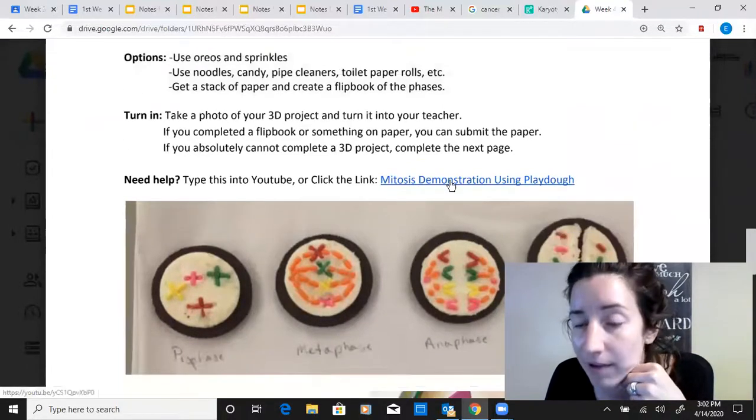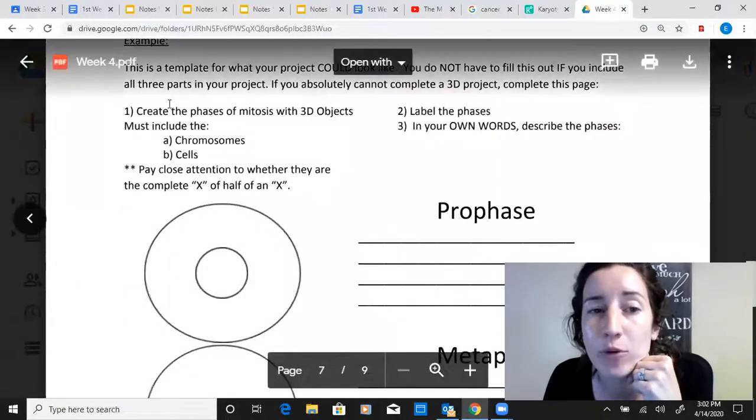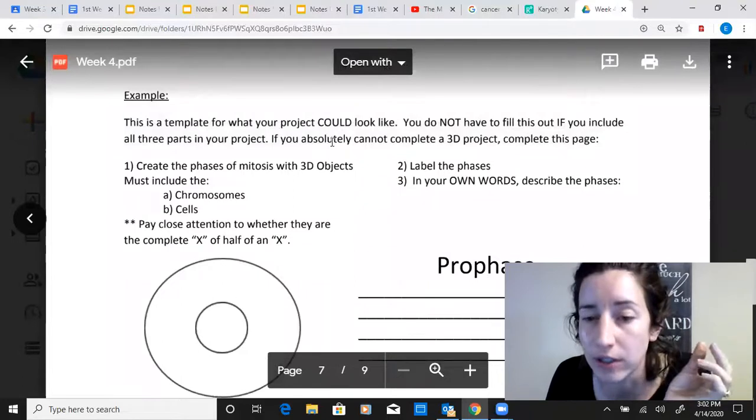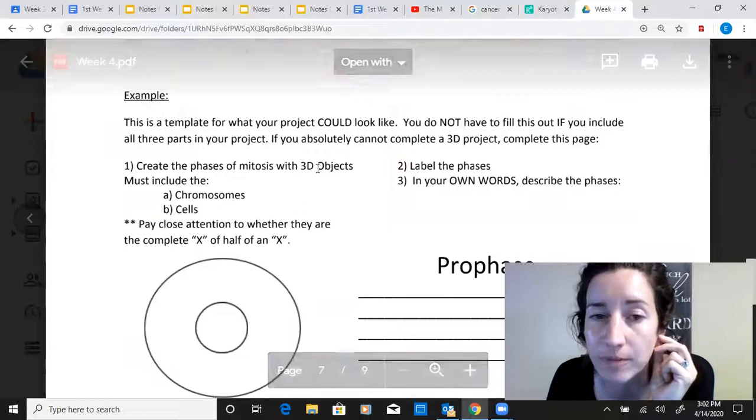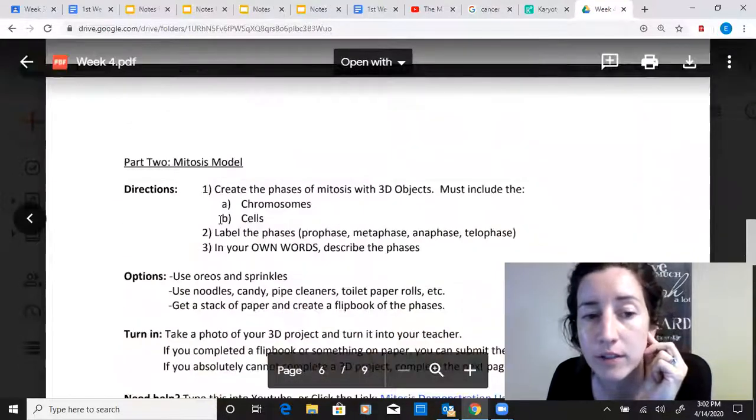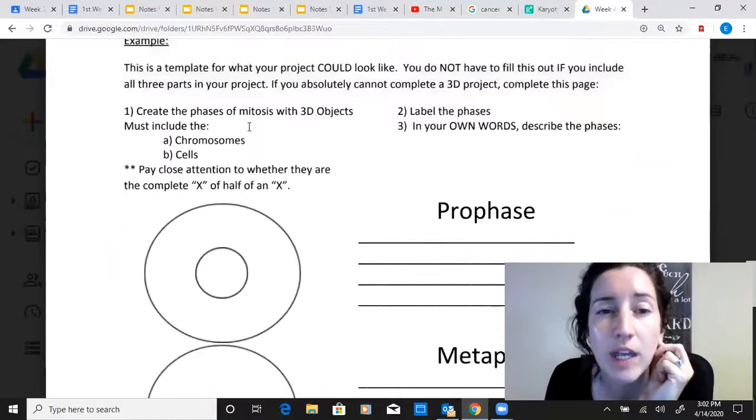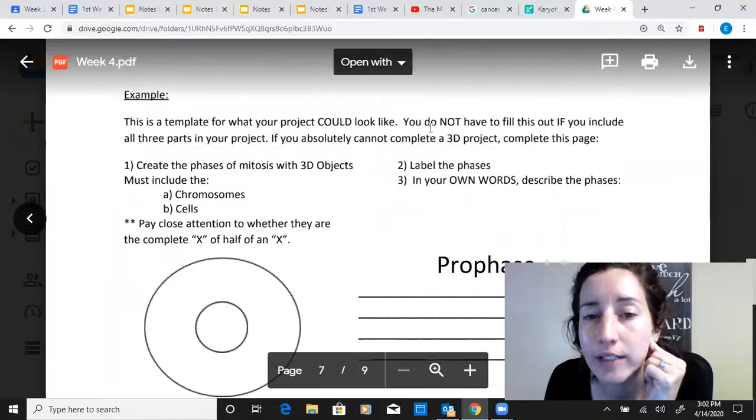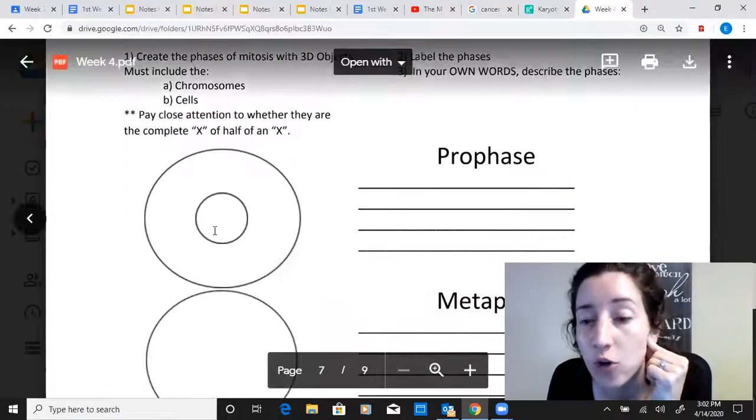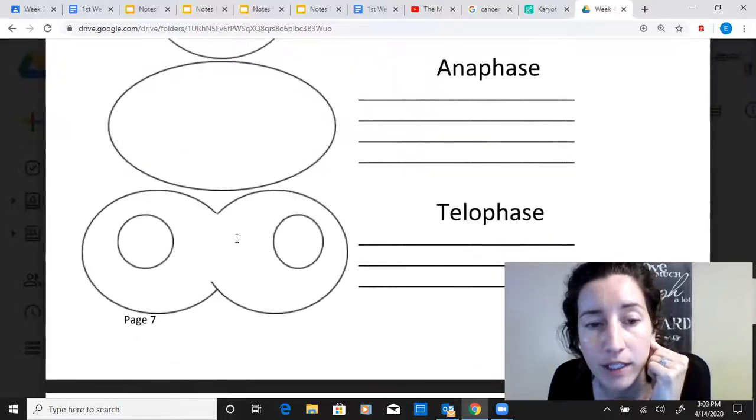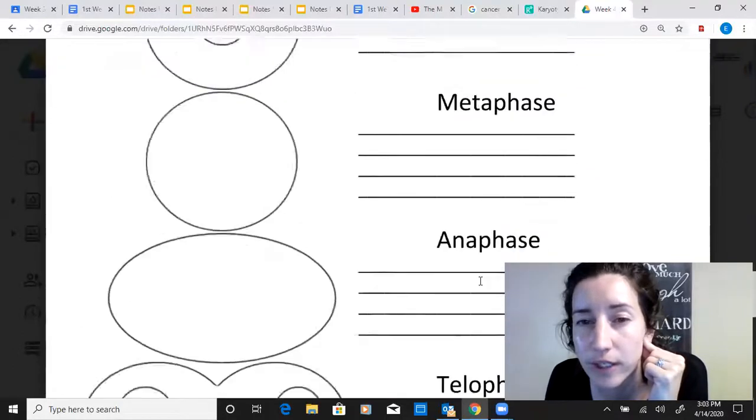If you need help, remember there's that video to watch. If you keep on going down, this is a template of what your project could look like. You do not have to fill this out if you include all 3 parts of your project. So that would be this right here, number 1, number 2, and number 3. But if it would help you to fill this out, you go for it. If you absolutely cannot create a 3D project, you can just complete this page and you would draw in the chromosomes here, pro, meta, ana, tele, and then give me a description of each of those right there.